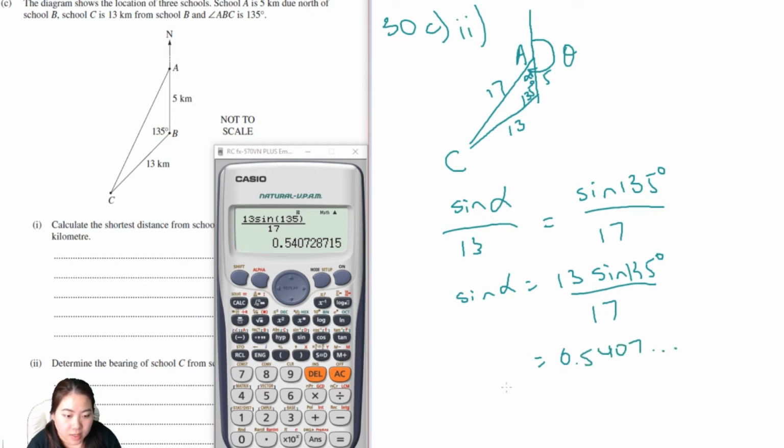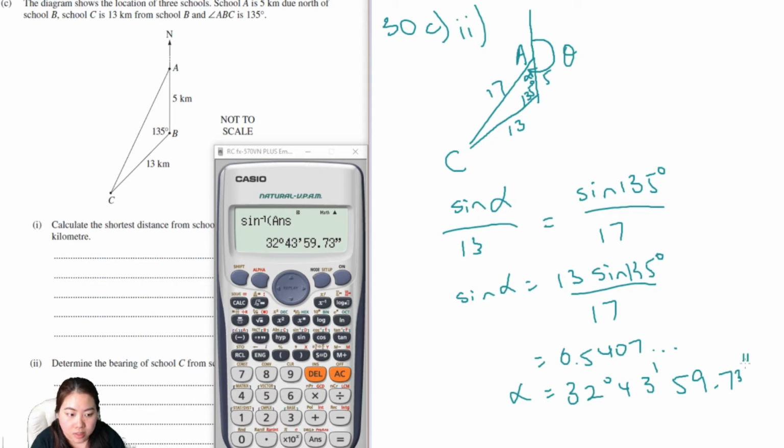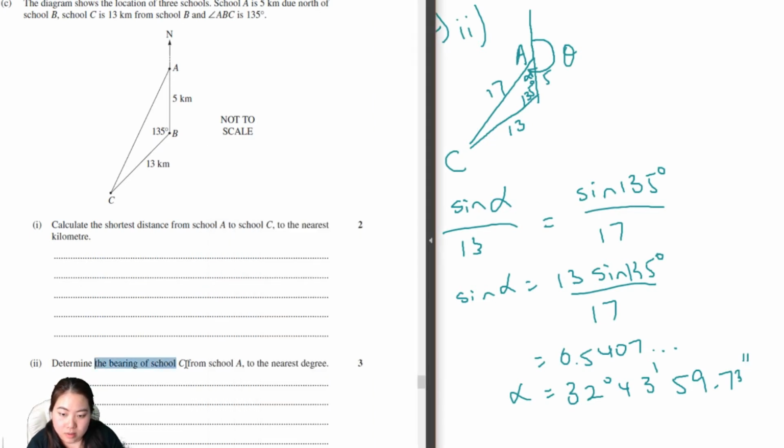0.5407... And then I'm going to find what alpha is by taking the inverse of sine. This is an angle, put as an angle, 32 degrees 43 minutes 59.73 seconds. To the nearest degree, but not yet.